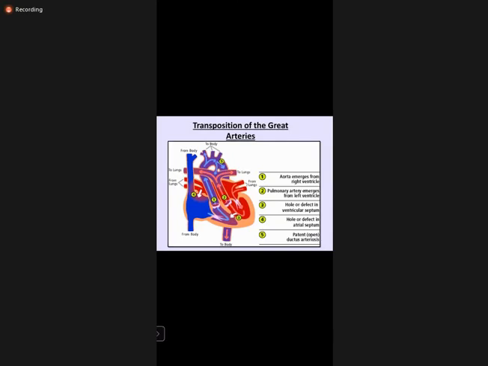In the arterial switch operation, what we do simply is we switch the arteries. We cut the aorta from the right ventricle and transpose it back into the left ventricle. In a similar way, we cut the pulmonary artery and then anastomose it into the right ventricle. So this surgery is called arterial switch operation.